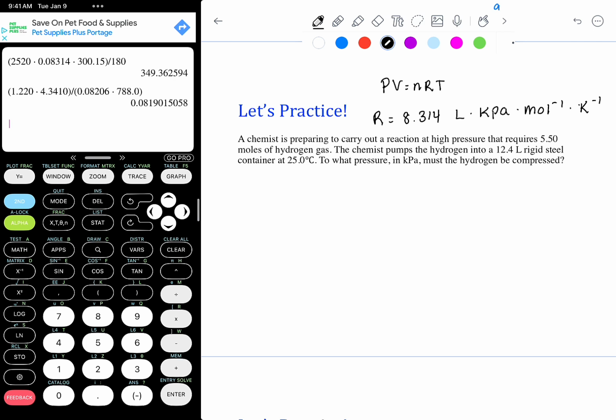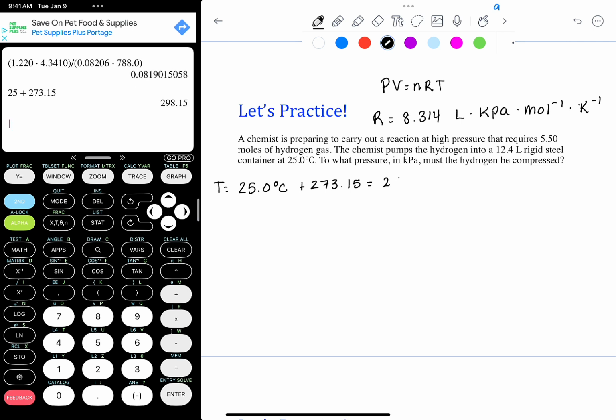To start this problem, the only variable we need to change in terms of units is our temperature. So we need to take T and go from 25 degrees Celsius and add 273.15 to it in order to convert it to Kelvin. 25 plus 273, we get 298.15 Kelvin.